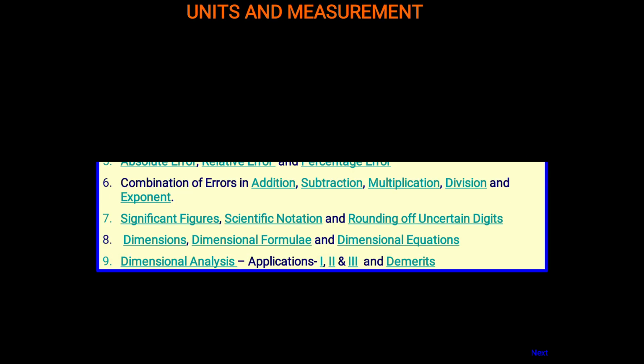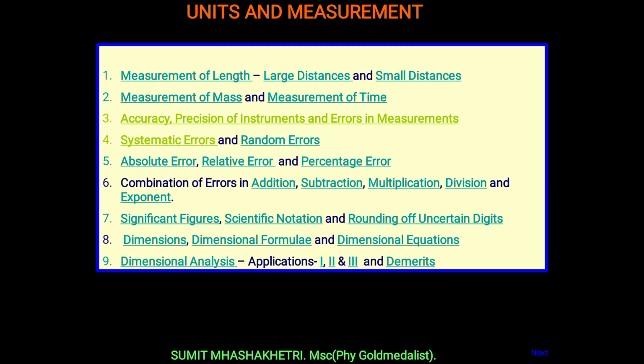In this lecture, we are discussing units and measurement. Here, we cover some points: measurement of length, large distances, small distances, then measurement of mass, measurement of time, accuracy, error in measurement, systematic error, random error, absolute error, combination of errors, dimensions, dimensional analysis, etc.